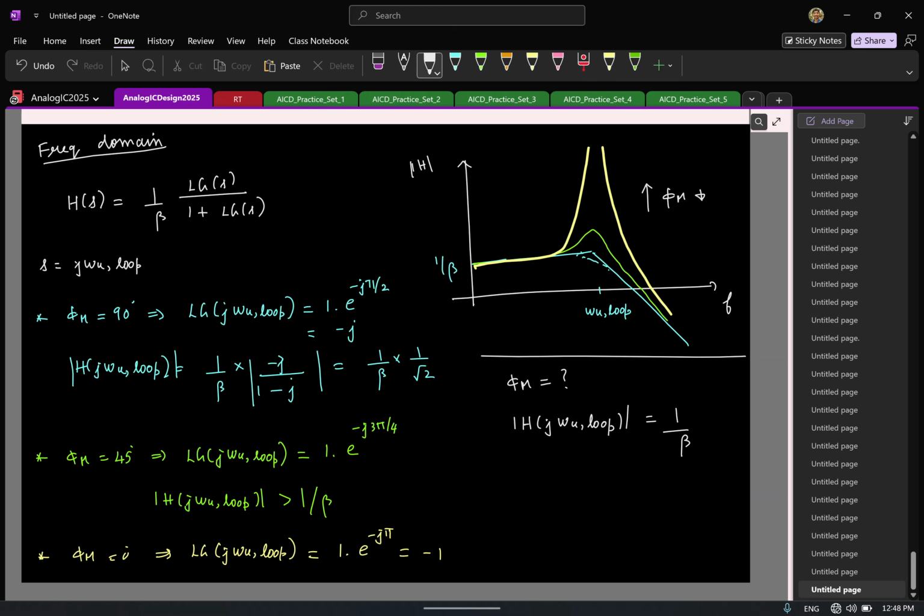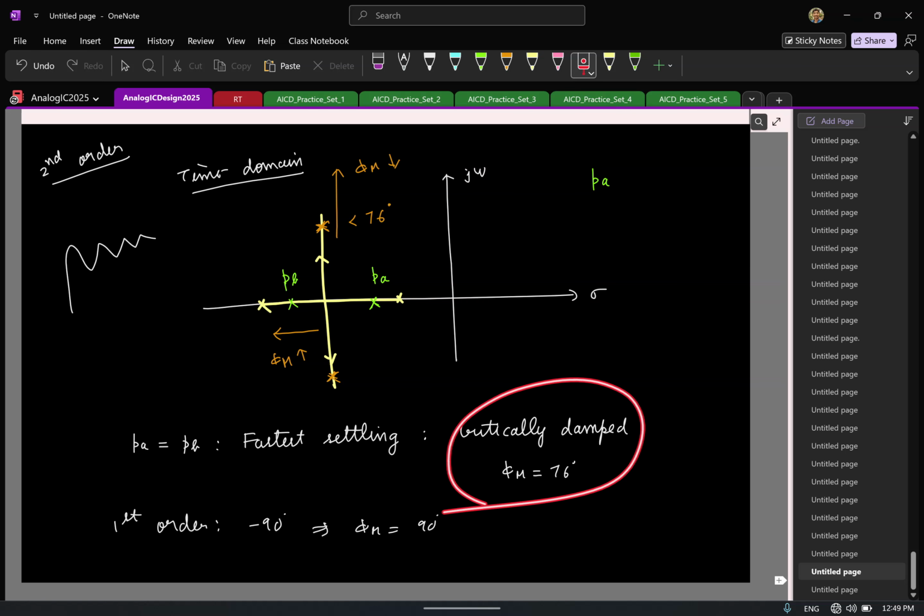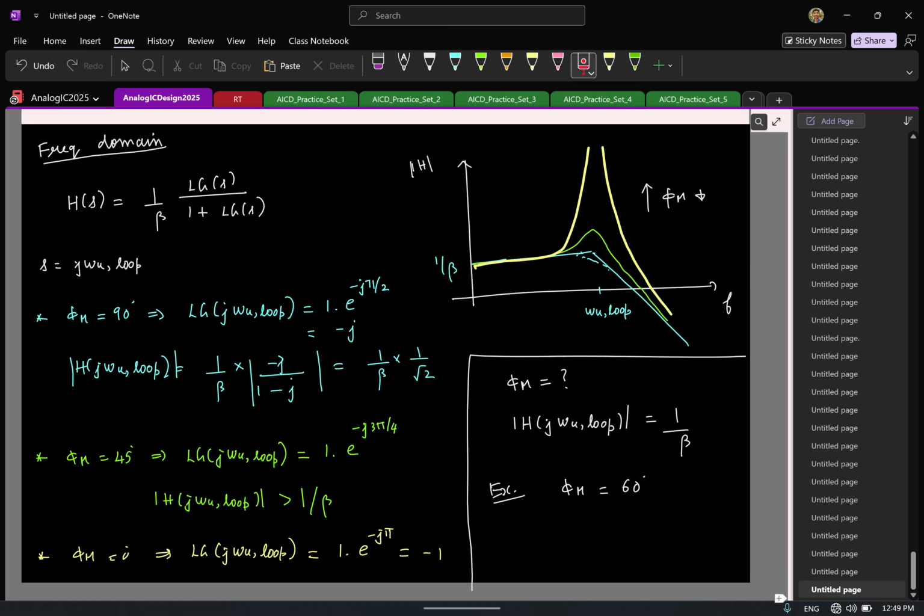And you can calculate it the same way we did now. It's a reverse calculation. I'll give it as a practice problem to work out. And it turns out this corresponds to a phase margin of 60 degrees. So whatever calculation we did now, you have to do the reverse. Here you calculated what is the closed loop response for a given phase margin. Now you do the reverse and you can work out. So that's why in practice we aim for 76 degrees phase margin for fastest settling, critically damped response. If that is not possible, at least a 60 degree phase margin is a reasonable thing to do.